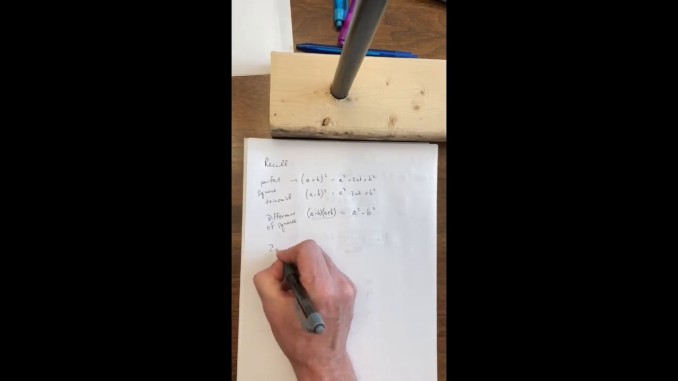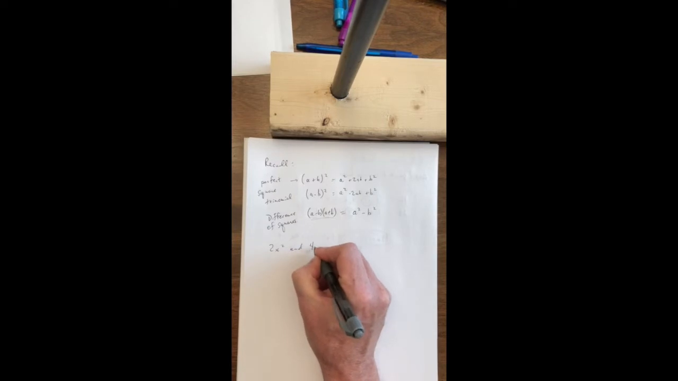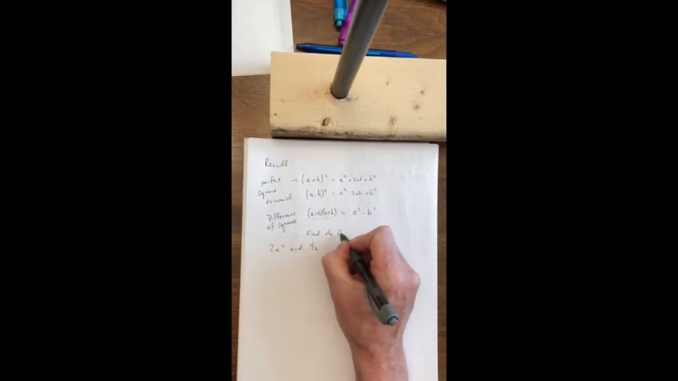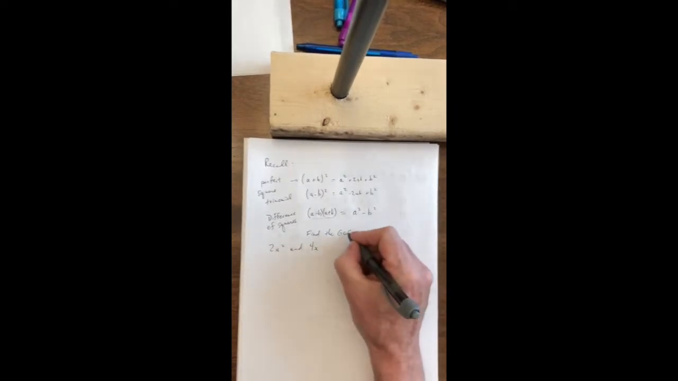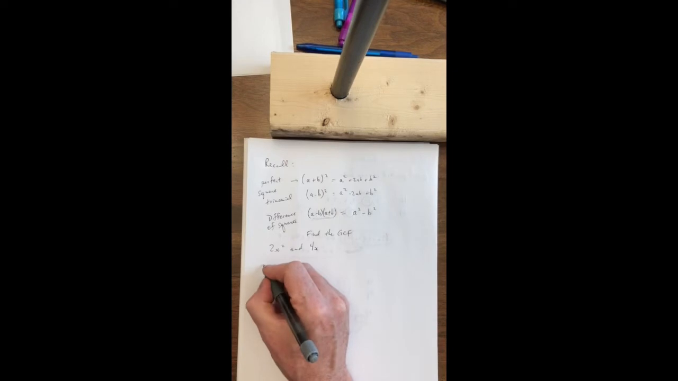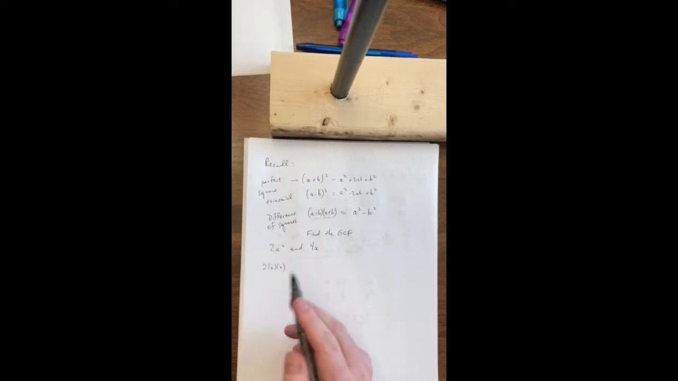So if I give you 2x squared and 4x, let's just find the greatest common factor. Let's practice finding the greatest common factor. So in this case, we have 2 times x times x. That's basically what gives us this. These are our factors. 2 and x are the factors of 2x squared.